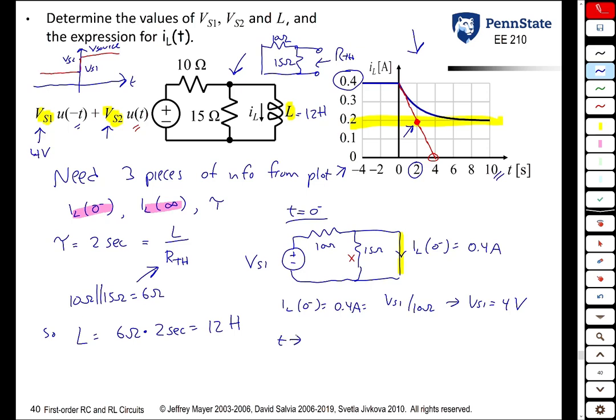Likewise, as t approaches infinity, we are once again in a DC steady state situation.